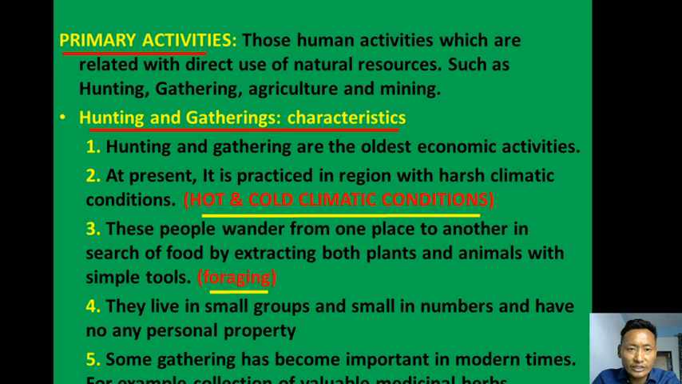At present, some gathering has become very commercial, or we can say very important in modern times. For example, collection of valuable medicinal herbs, tree barks, nuts, and fruits. Some people are still gathering these items and selling them in the market. So nowadays, gathering has become very commercial and very important in modern times. So these are some of the characteristics related to hunting and gathering.